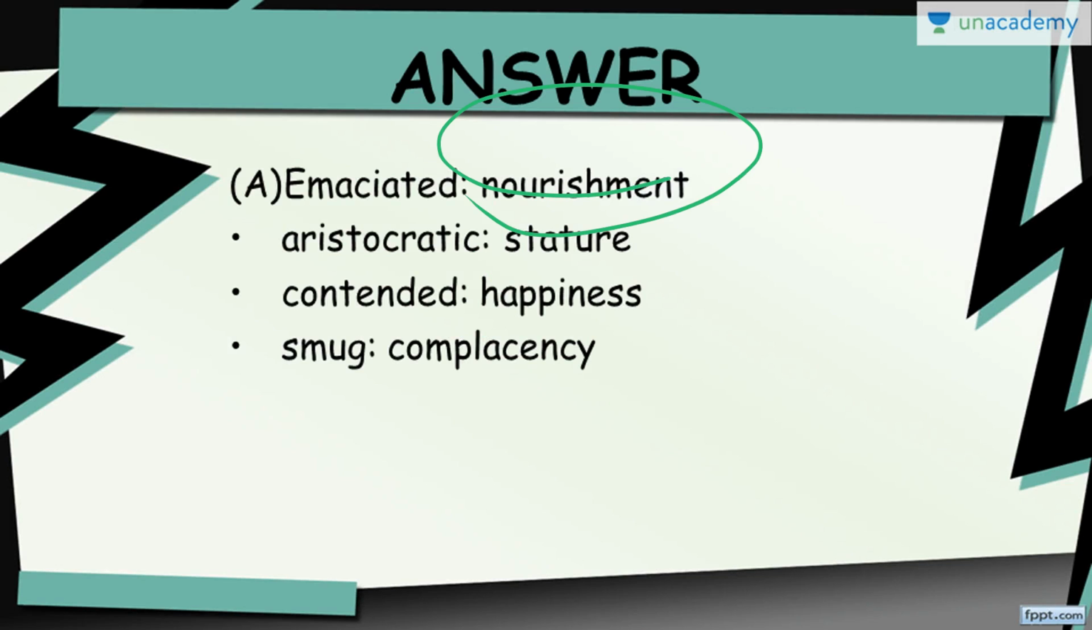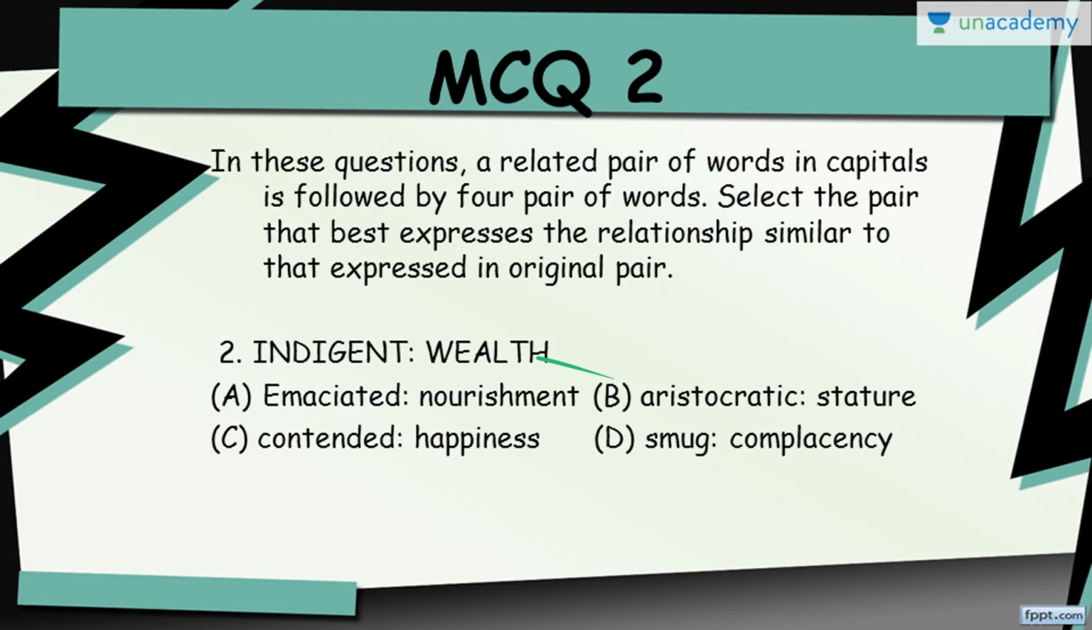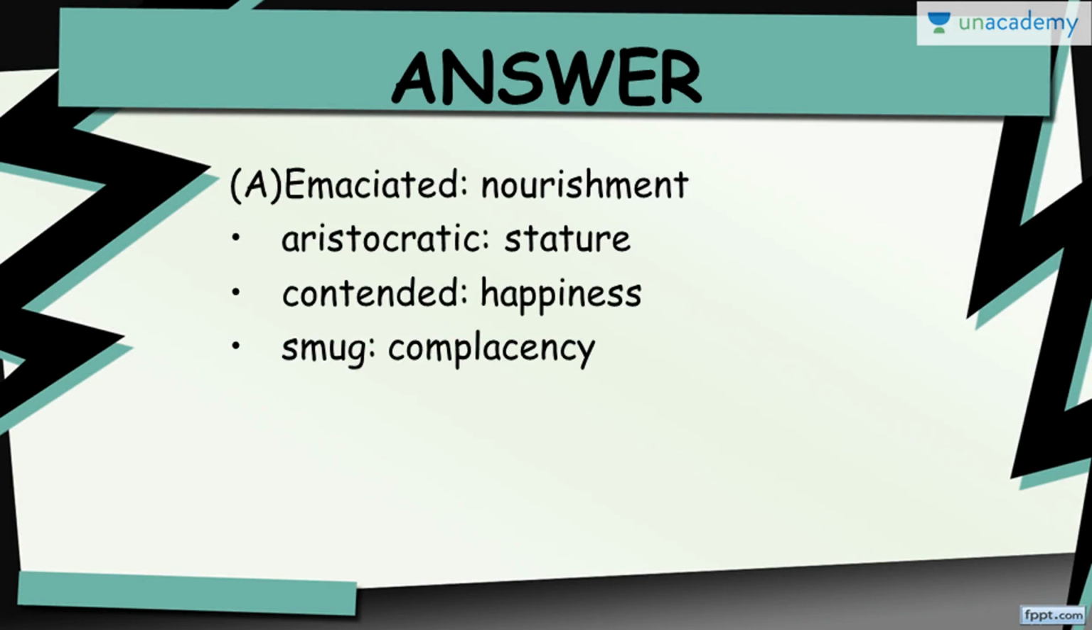So in the same way, we have found the relationship applicable in only this case, because the rest of the options we'll just eliminate. Like first of all, aristocratic and stature. Now an aristocratic person wouldn't need a stature, he already has it. So it's not the thing which is required by an aristocratic person. A contented person who is already contented won't require happiness in any case.